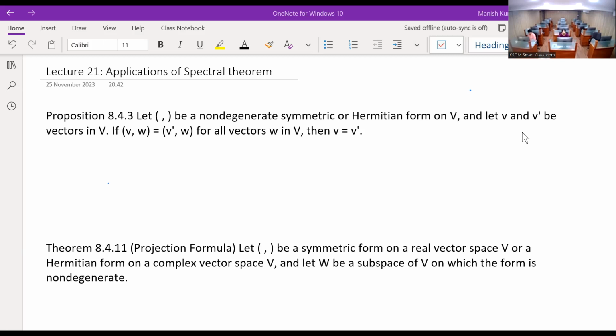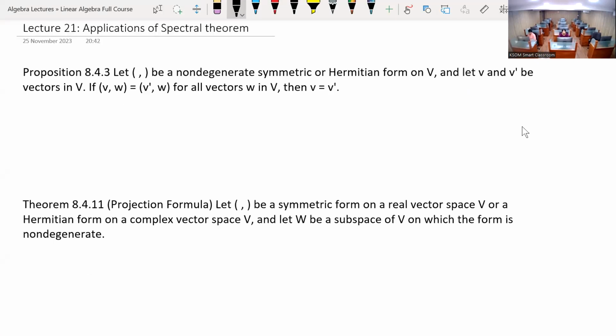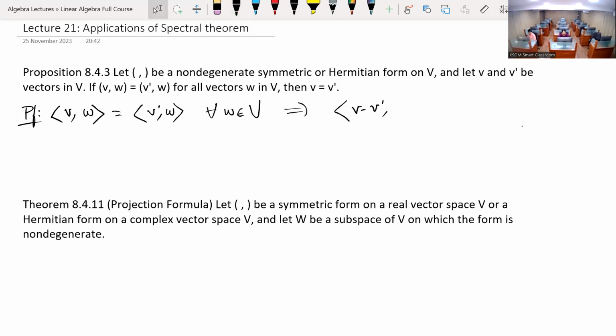The proof is pretty straightforward. We know that V comma W is the same as V prime comma W for all W in V. Then this implies that if you take the difference and use the fact that it is additive in both coordinates, here the first coordinate, then this is 0 for all W in V.